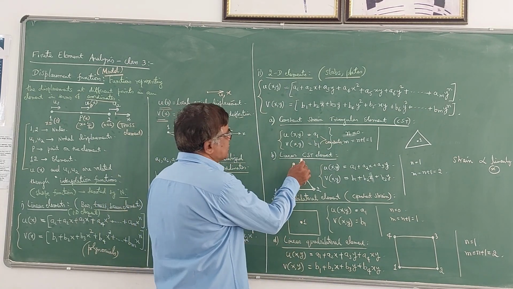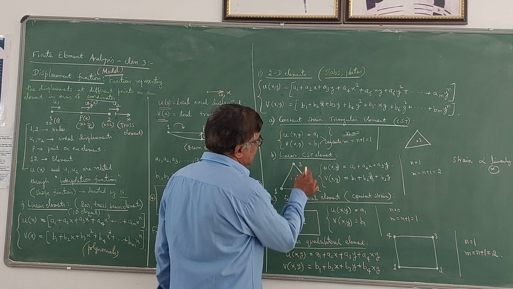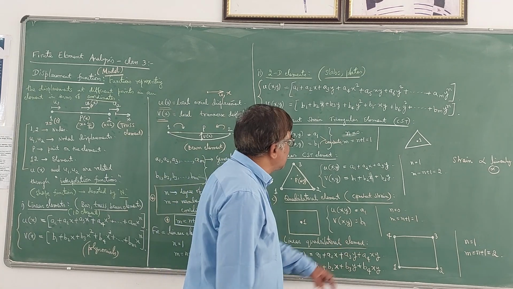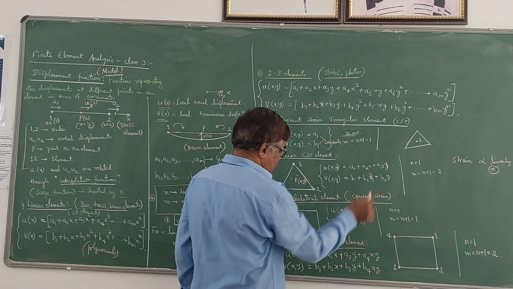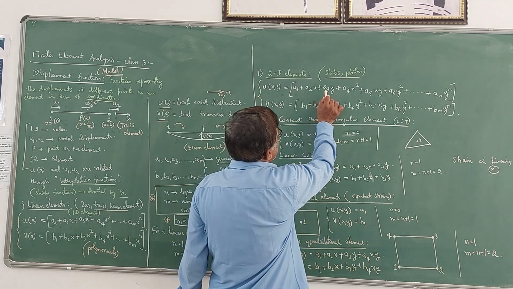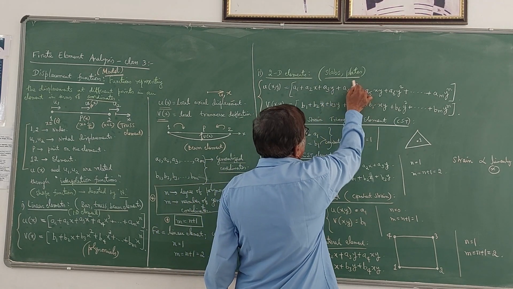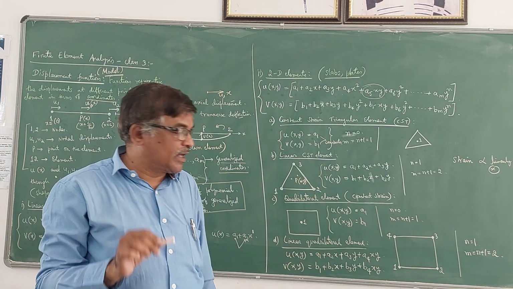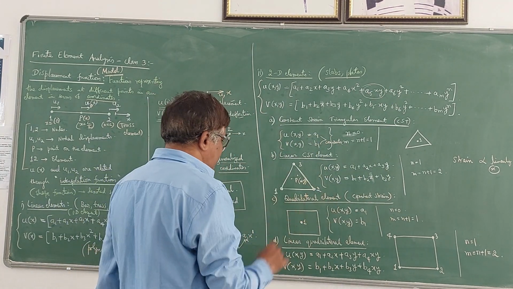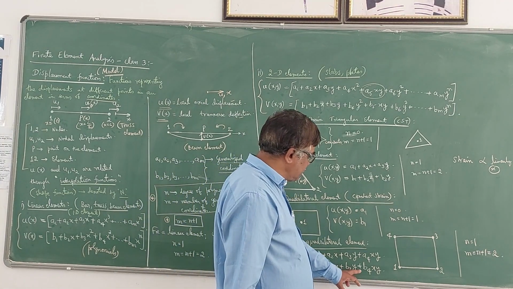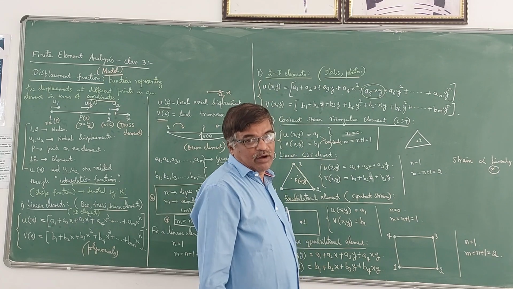For the linear triangular element, you have this as the displacement function. For linear quadrilateral elements, you will be having 4 terms. So 4 terms means a1 plus a2x plus a3y plus, instead of x square, I will take this term because it should be symmetric. An a4 xy term will come. Similarly for v also, you have b1 plus b2x plus b3y plus b4 xy term will come.